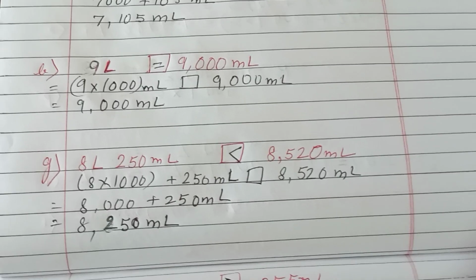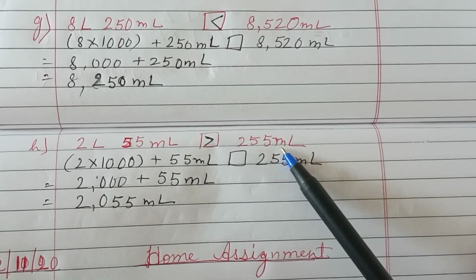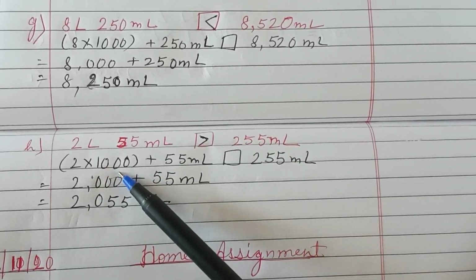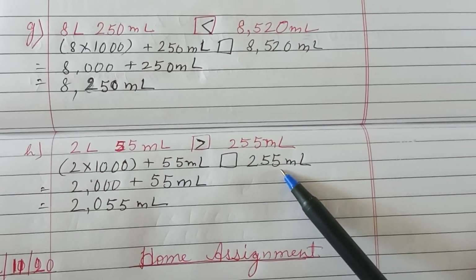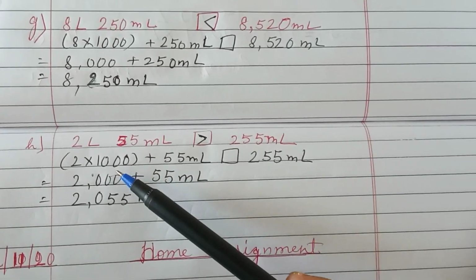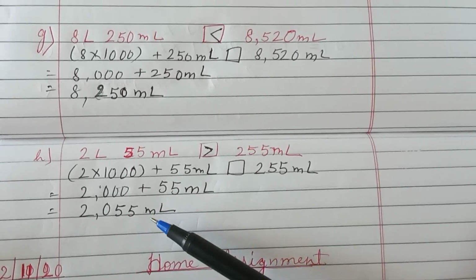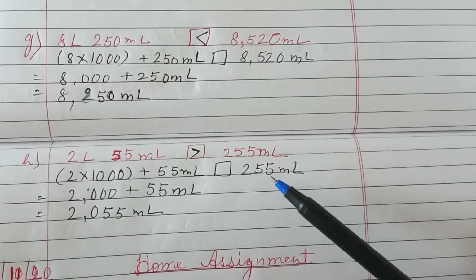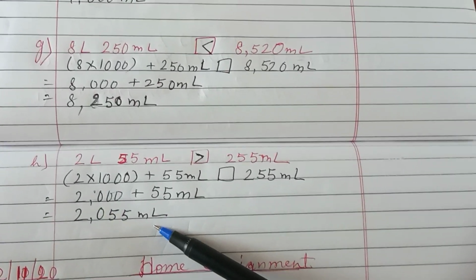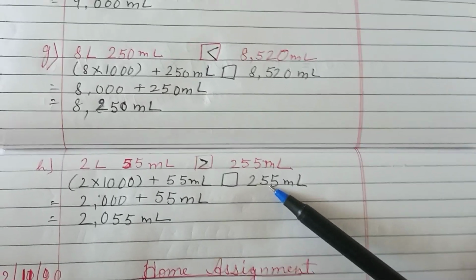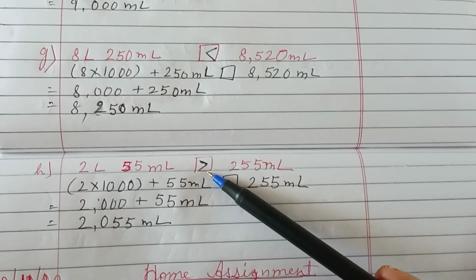Now moving to question number H. Here 2 liter 55 ml and here 255 ml. So 2 multiplied by 1000 plus 55 ml and here 255 ml. Okay. Now convert it, 2 multiplied by 1000, that is 2000 plus 55 ml. So on addition we are getting 2055, that is 2055 ml. But here only 255 ml. Okay. Now which is bigger, 2055 ml or 255 ml? Yes, 2055 ml is more, no? So you put here greater than sign.